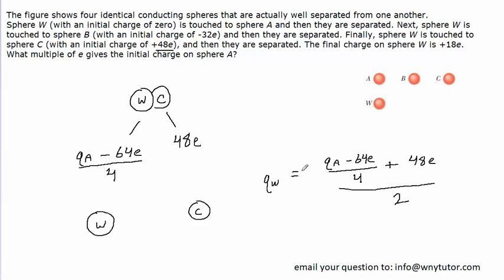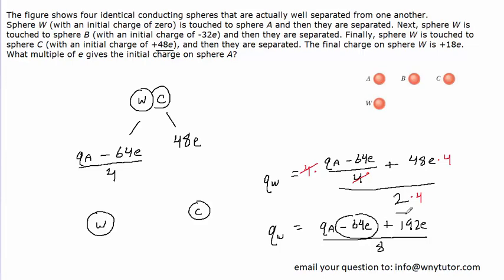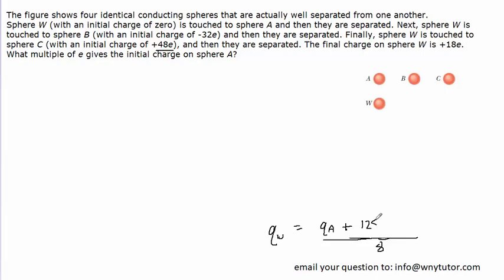We have another complex fraction, so let's multiply each term by 4. The 4's here will cancel. And so in the numerator, we're going to have QA minus 64e plus, this will amount to 192e. And then in the denominator, we're going to have an 8. Now, if we look carefully in the numerator, we have like terms. We have the negative 64e plus the 192e, so we can combine those. And when we do so, we get plus 128e. So this is the final expression for the amount of charge present on QW after all of the phases of this question have been run through.